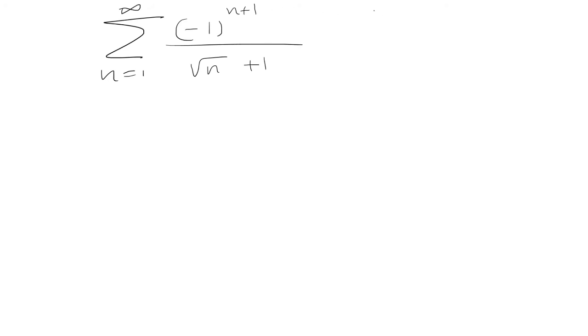So here we have to look at all the conditions of the alternating series. You want our sequence a sub n, which in this case is 1 over the square root of n plus 1, and the plus 1 is outside of the square root. We want this to be positive. We want a sub n to be decreasing, and we want it to go to 0.